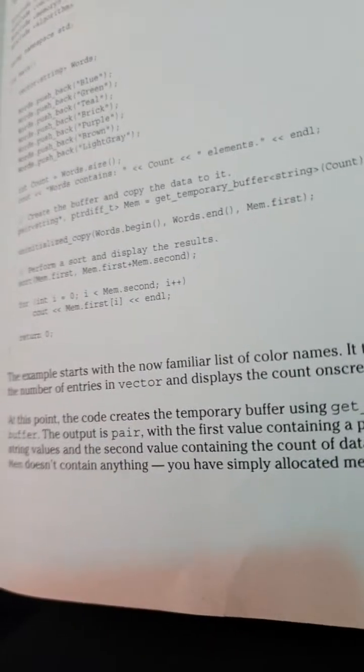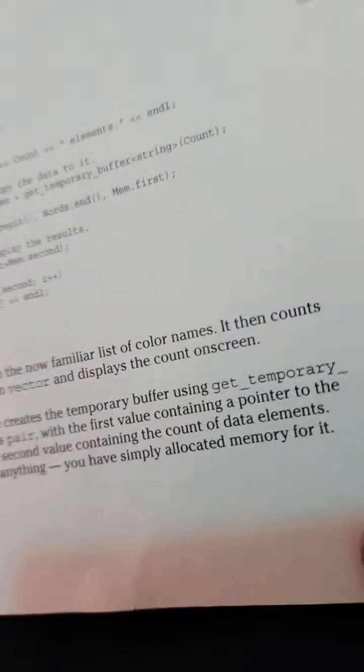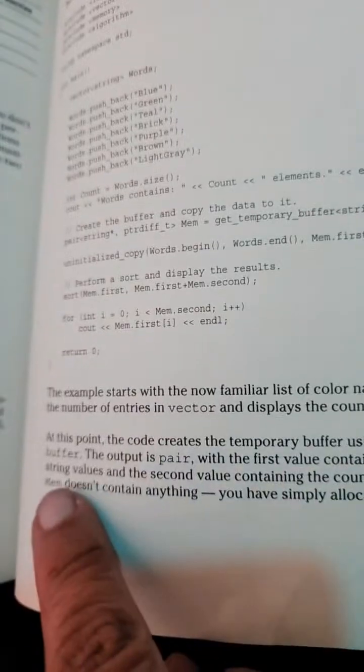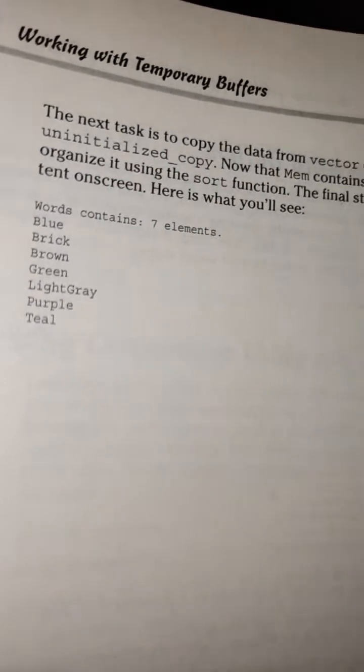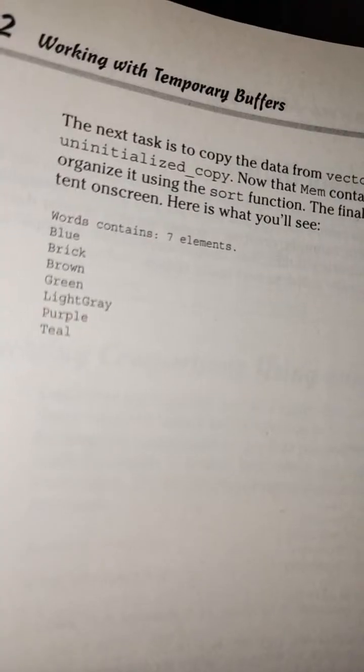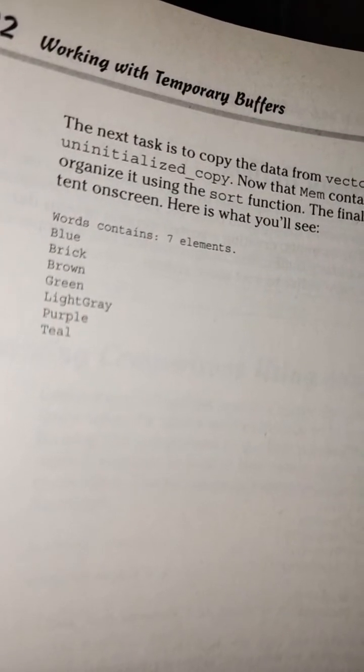So this right here is the vector, the buffer, the pair. That's get_temporary_buffer. And then this is an uninitialized_copy, and then for the output it looks like: words contains 7 elements: blue, brick, brown, green, light gray, purple, teal.